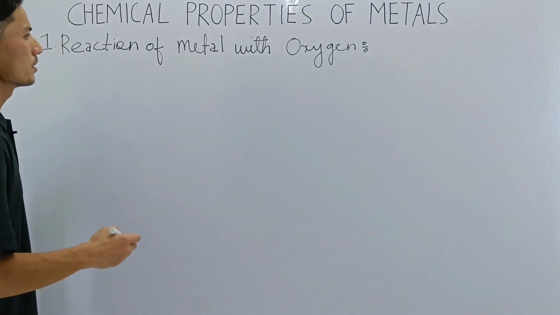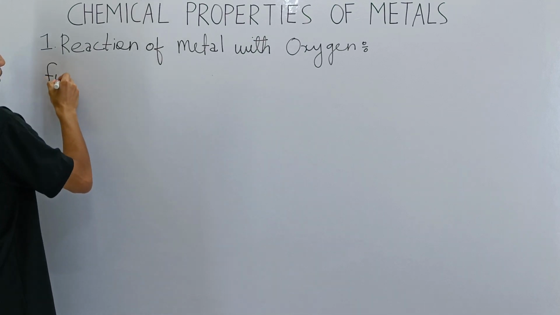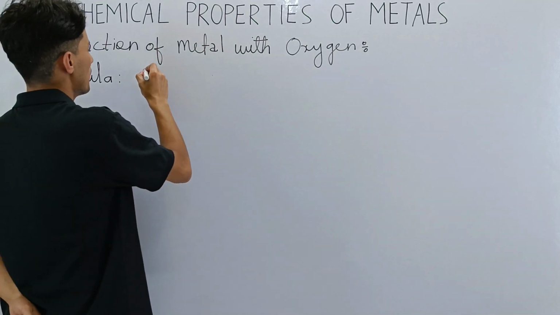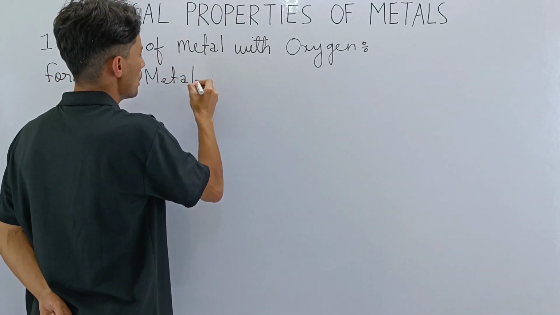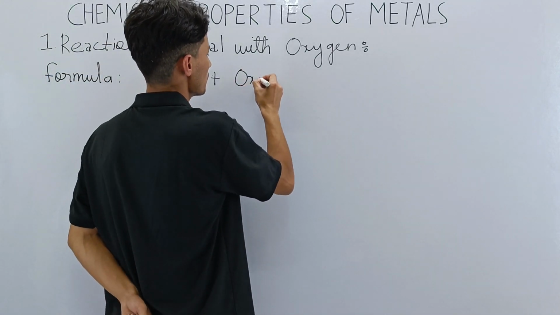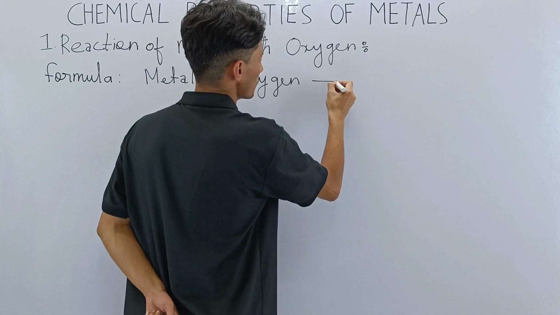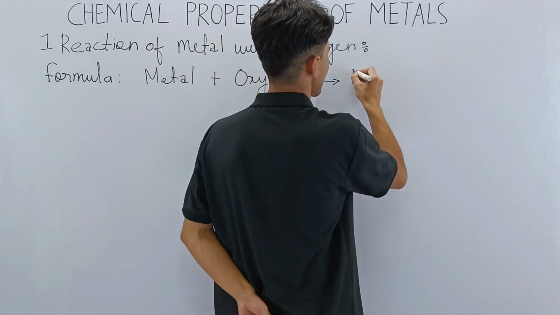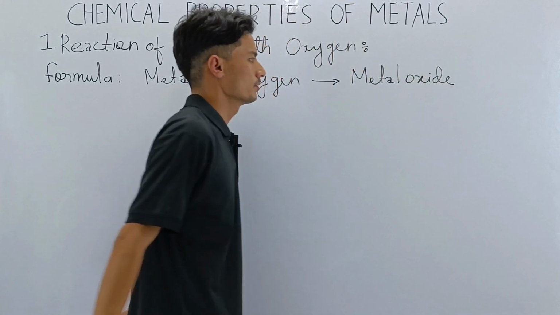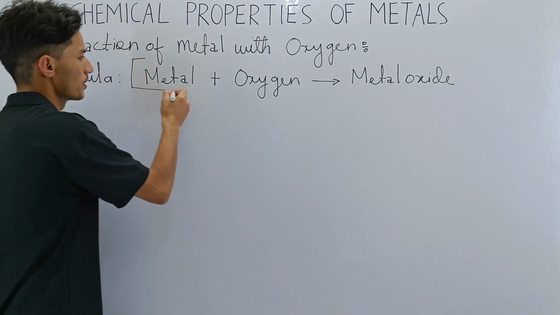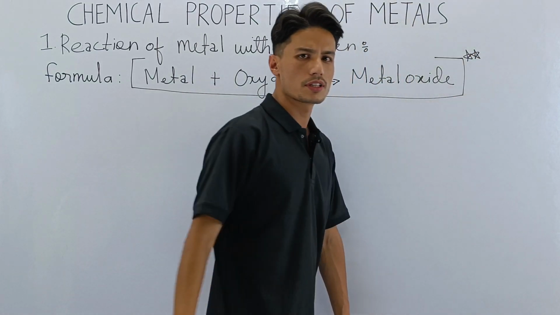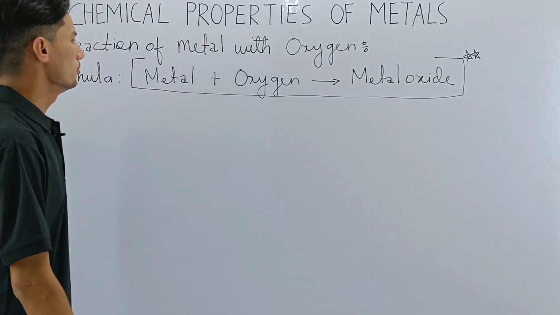Reaction of metal with oxygen. First of all, the formula. Let's write the formula. The formula is metal plus oxygen, because the metal is reacting with oxygen. So what will you get? You will get the metal oxide. This is the formula, this is what you have to remember, class. Just like this, you have to remember 4 such formulas, not many, only 4, and it is very easy for you.